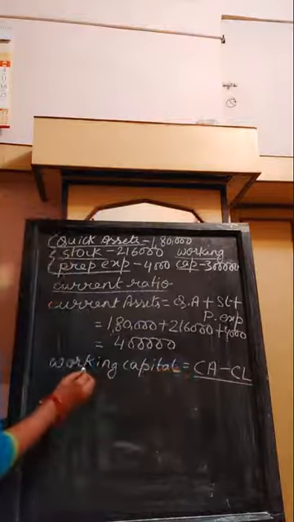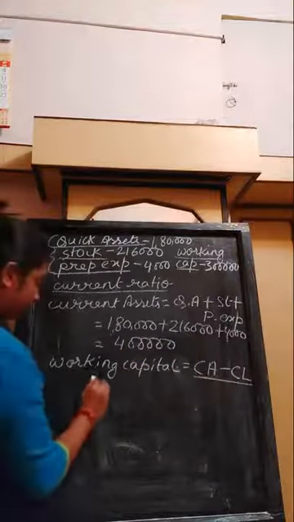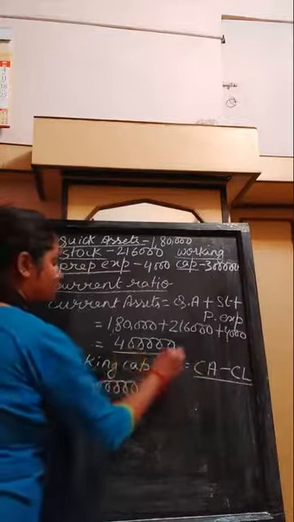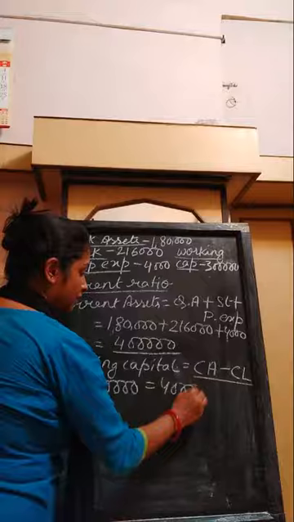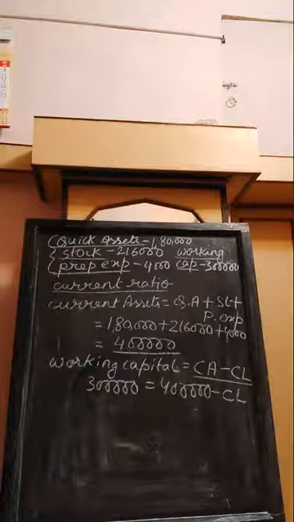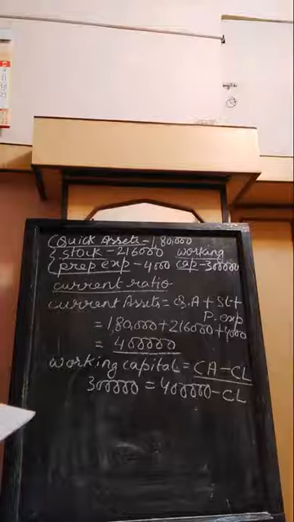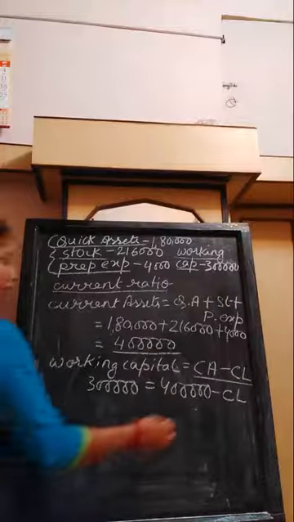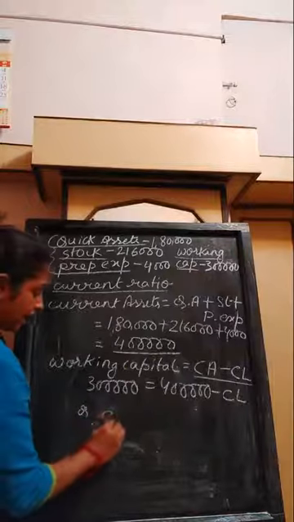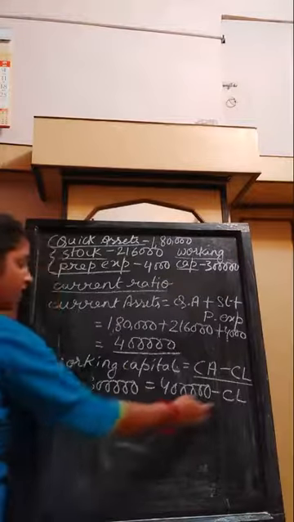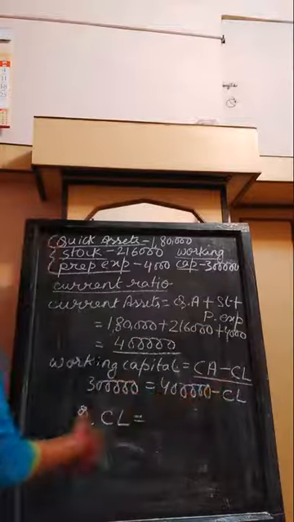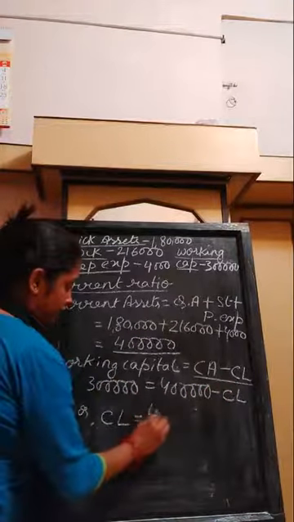Working capital is given to you rupees 3 lakh. CA we have found out rupees 4 lakh. And current liability we have to find out because it is missing. So we will bring current liability to the left hand side to change the sign. CL we will find out.